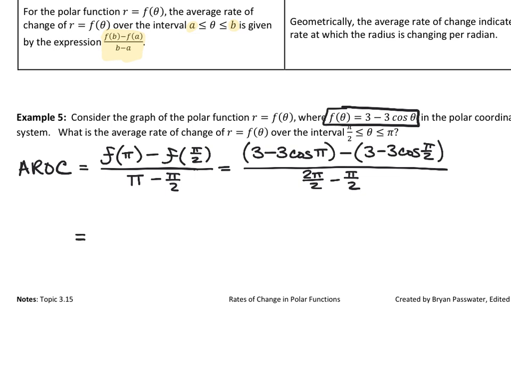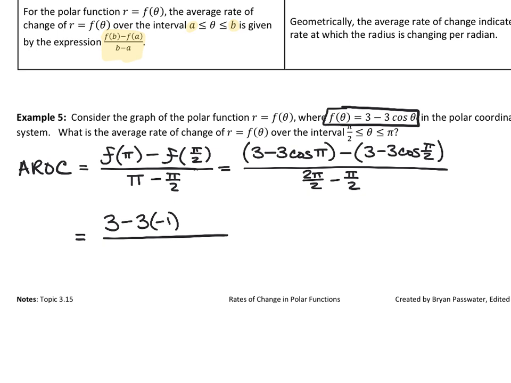If I start evaluating this, the top will have 3 minus 3 times the cosine of pi. What is the cosine of pi? Think about your unit circle. Where is pi? Should be a part of the flat line, right? I guess this way for you. What's the x-coordinate there? Negative 1, yes, because it's on the negative side.